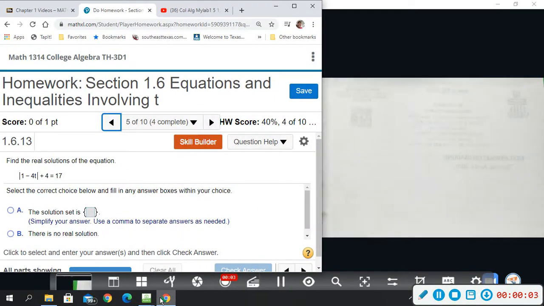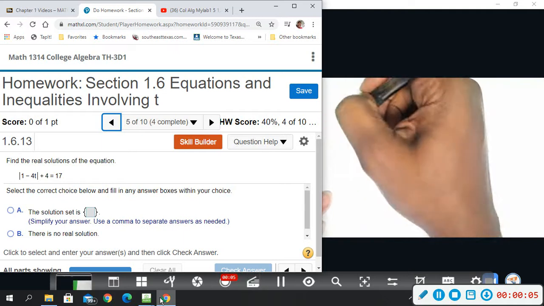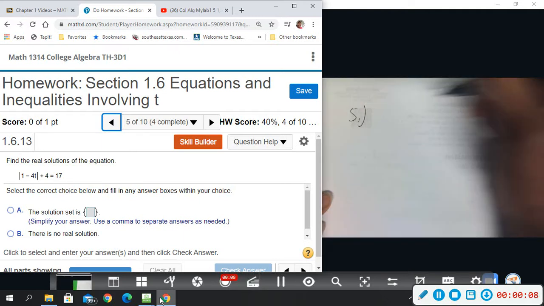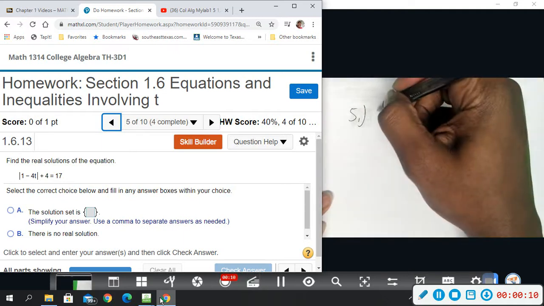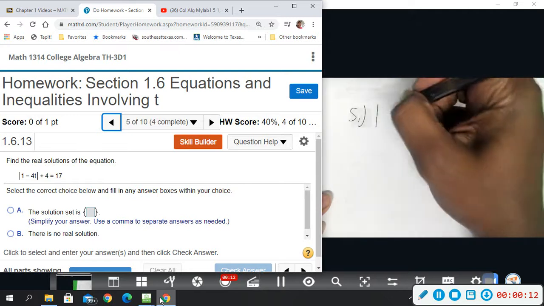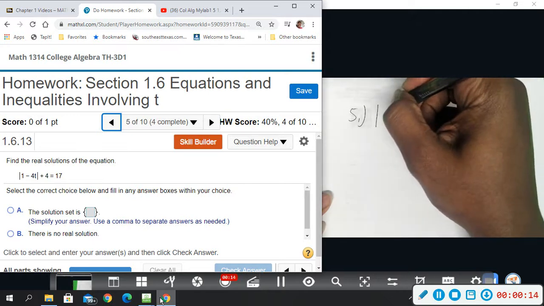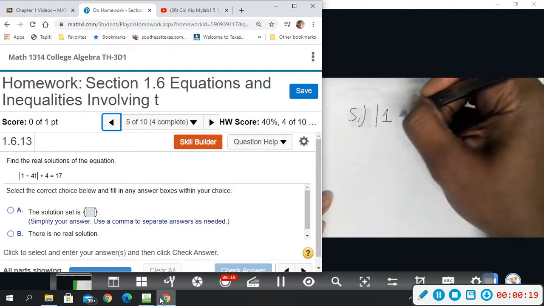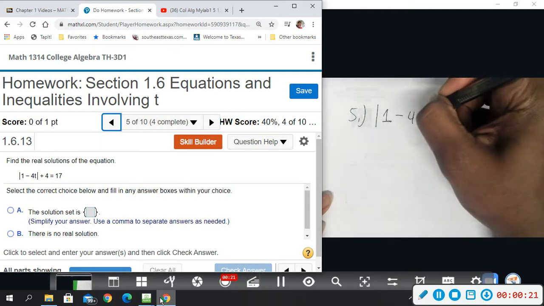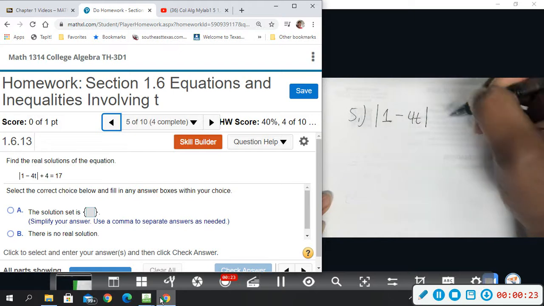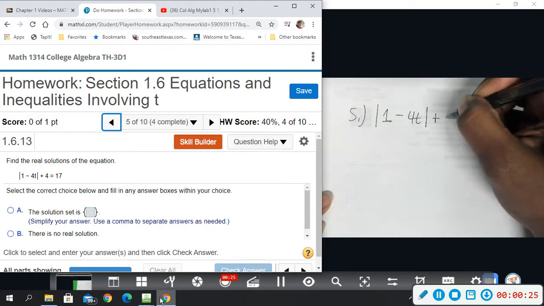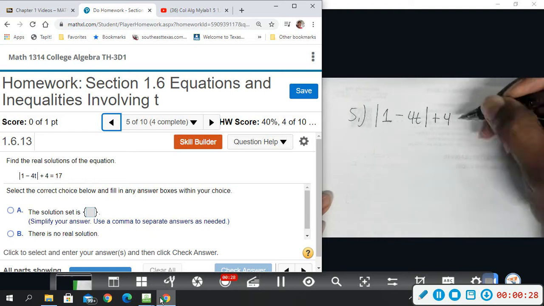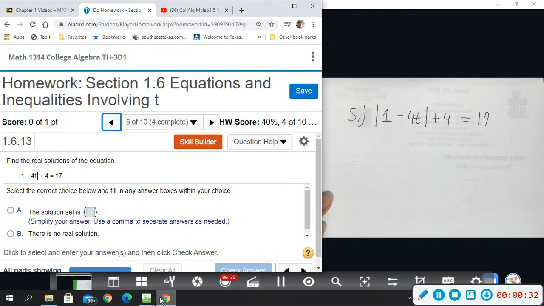Number 5, notice the subtle difference in this problem. In the two problems prior to now, the absolute value was isolated, which means it was by itself on one side of the equal sign. This one has a +4 on the same side as the absolute value, and then we have equals 17. So two things I want to make note of.